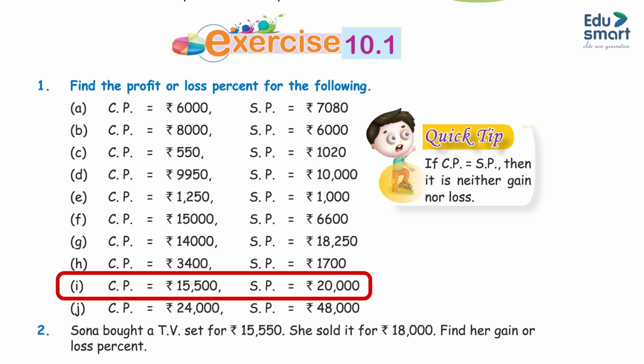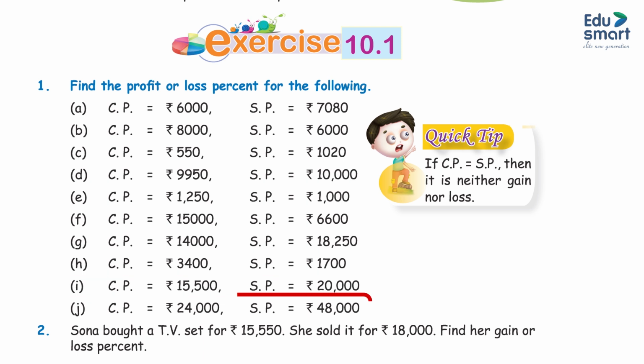Answer: 29.03% profit. J. CP equals rupees 24,000, SP equals rupees 48,000. Answer: 100% profit. Quick tip: if CP equals SP, then it is neither gain nor loss.